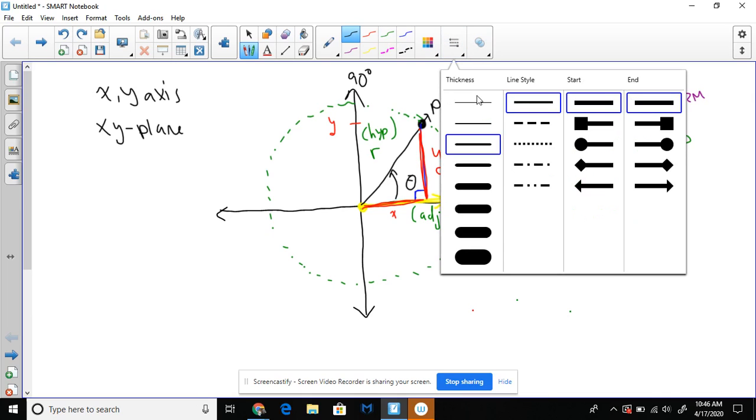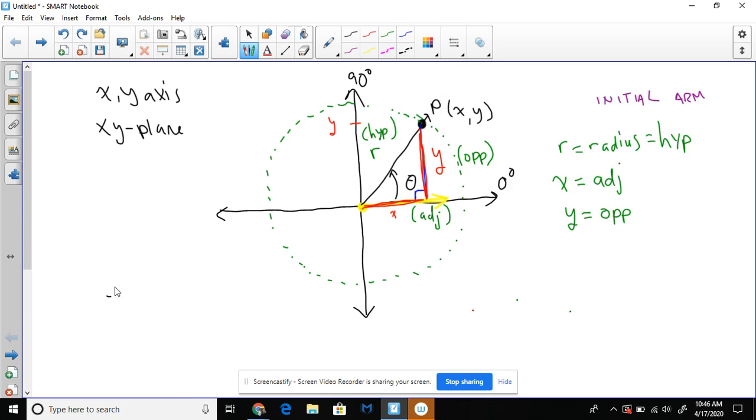Now, in terms of doing our trig ratios, sine of theta, before I wrote opposite over hypotenuse. But now, because I'm on a coordinate system, O doesn't make any sense. What is the opposite? Well, the opposite is the y value. So I'm going to write y over r, since the hypotenuse is now r.